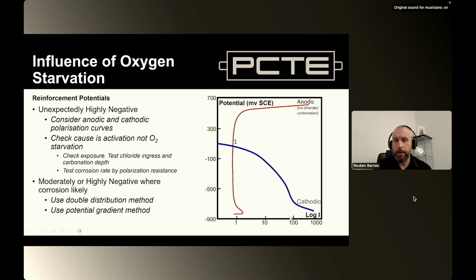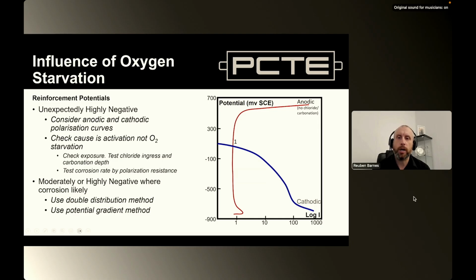So we have this graph, and this represents our corrosion rate along the bottom, and then we have our potential across vertically here. We have these two curves, and they represent our anode and our cathode. Okay, where they cross is the current corrosion state of our structure. At this point, we've got effectively 0 millivolts and a very low corrosion rate. This curve here is representing no chlorides, no carbonation.